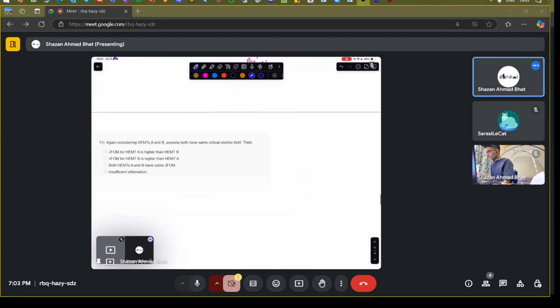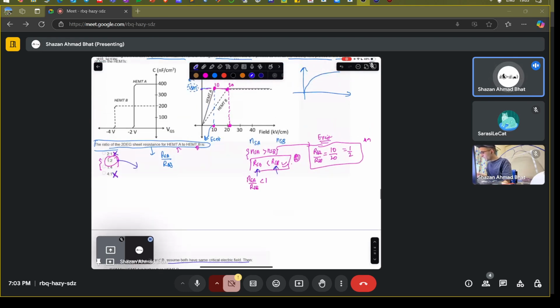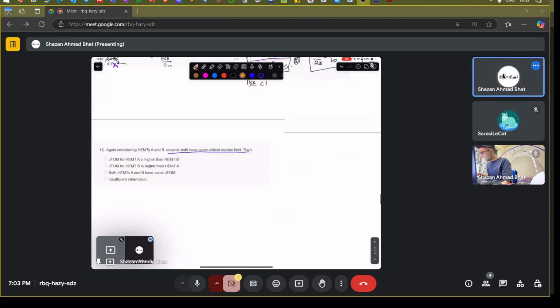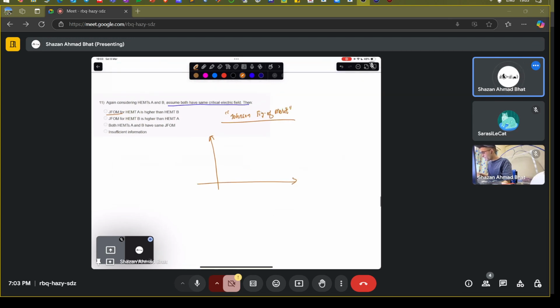Again, considering the HEMTs, assume that they have the same critical electric field. If they have the same critical electric field, that means this line is going to look again like this here. That is what they mean. What is going to happen is that JFOM. What is JFOM? It is something called the Johnson figure of merit. I hope the professor has discussed it. It's just like a breakdown, or let's call it the critical electric field.